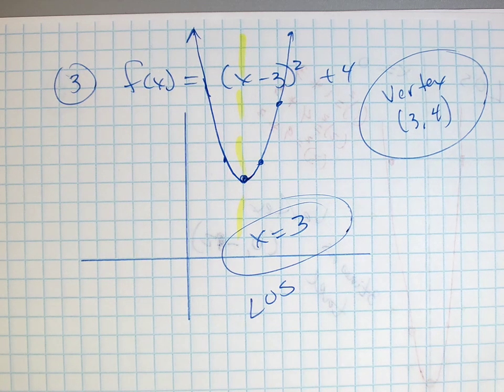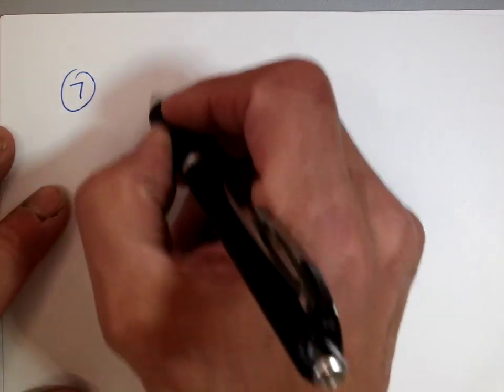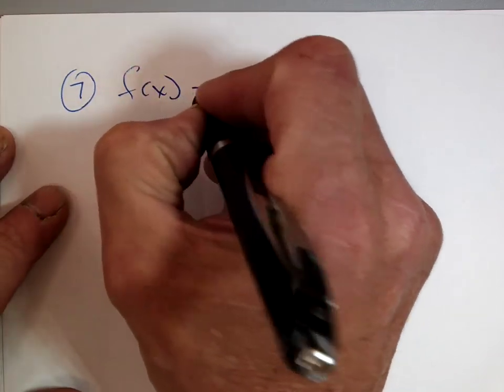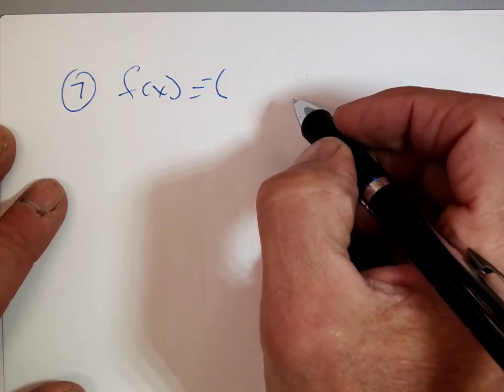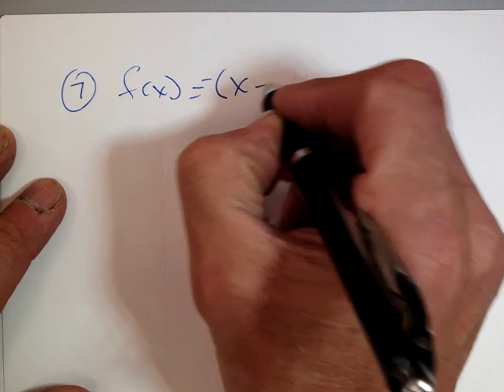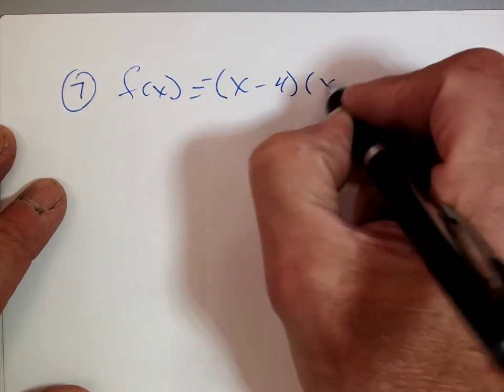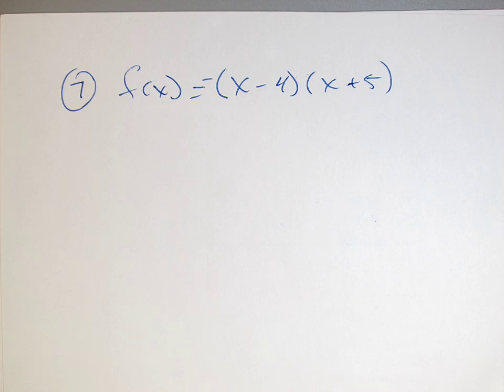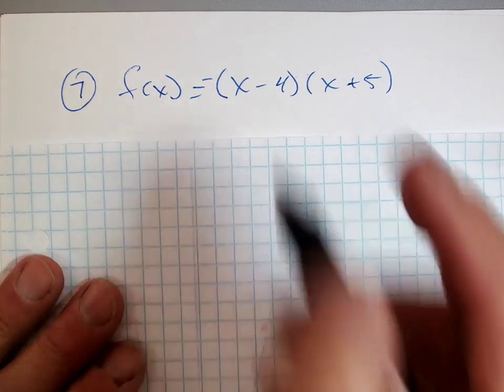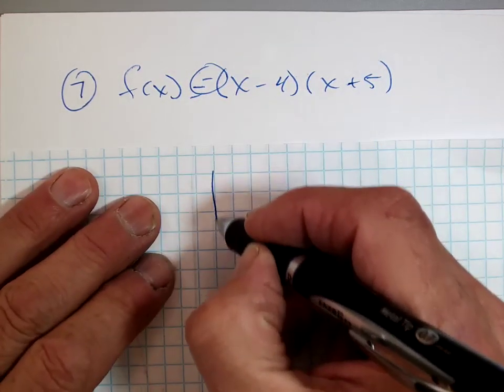Right, let's move on to number 7. Okay, 7. We want to use the 0, so we've got f of x equals negative. 4, 5, and 6 we already did, kind of, sort of, with x minus 4, x plus 5. So to graph it, what I'm going to do is this. I know that it's negative, so it's going to be upside down.